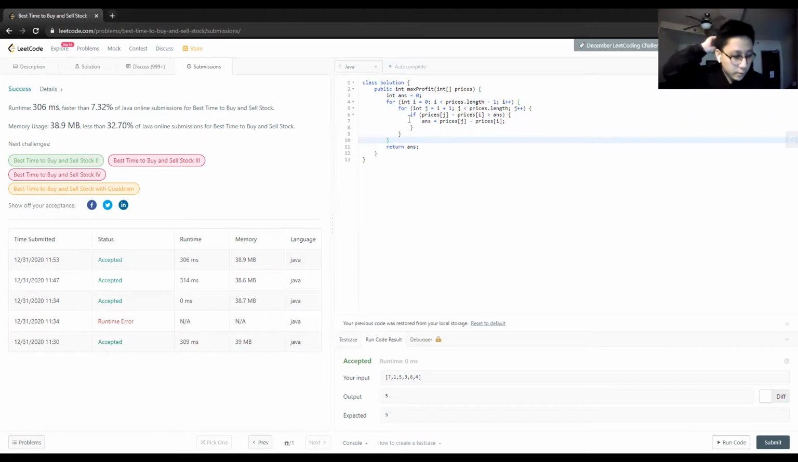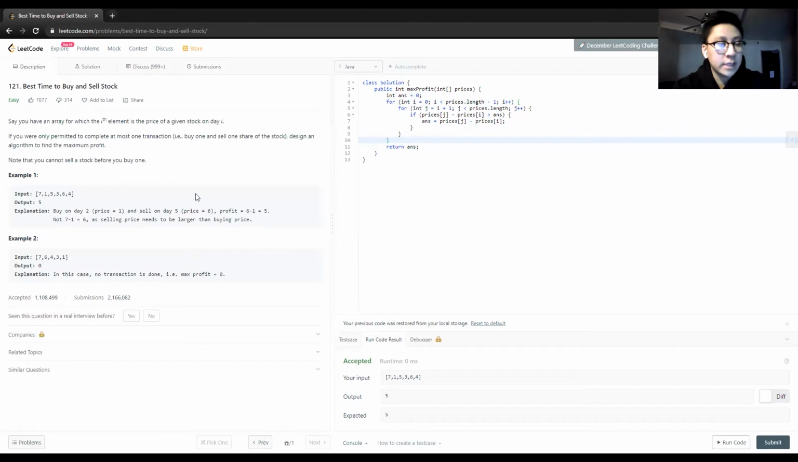So let's see if we can figure out a more efficient solution. If we go back to the problem here, ideally, we just need to find the minimum price at any given day. Rather than having to track both the day that we buy and the day that we sell, all we need to do is, for any given day, find the lowest price we've seen so far, and then if we were to sell on that day, how much profit would we make, right?